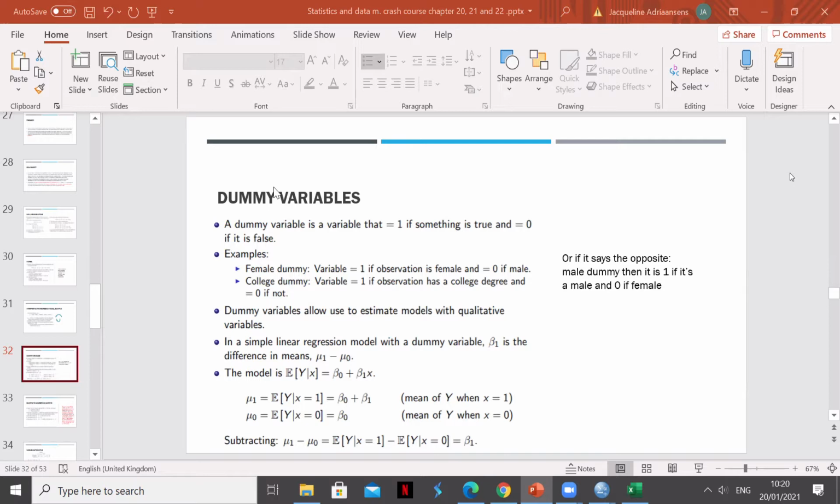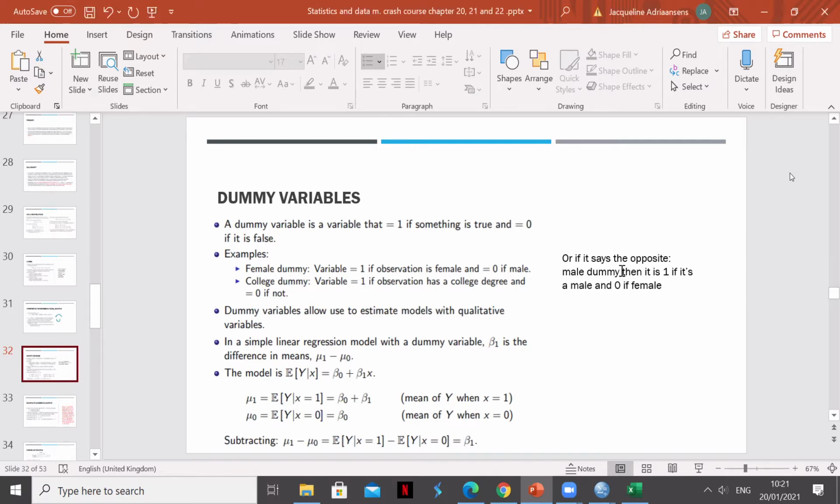And it takes 1 if it is true, and it takes 0 if it's false. For example, if you have a female dummy, so if it's a female, it's true, it's 1. And if it's a male, it's going to be 0, because it's not female. And it's actually in the name, so it's called a female dummy. So if it's female, it's the true dummy, and if it's not, it's a male, so it's 0. And if you have a college dummy, it's exactly the same. If someone is in college, it's going to be 1, so it's true. And if someone is not or has no college degree, it's going to be 0.